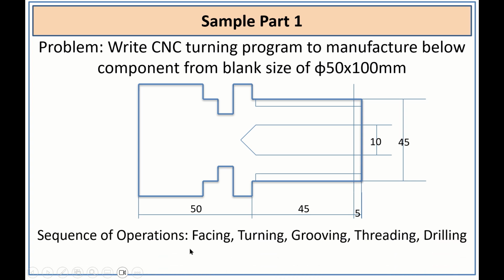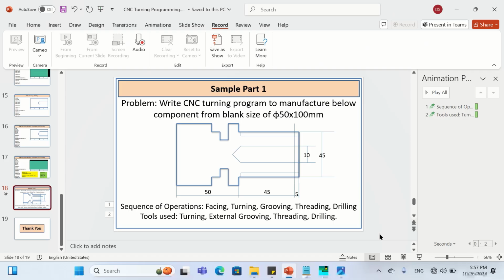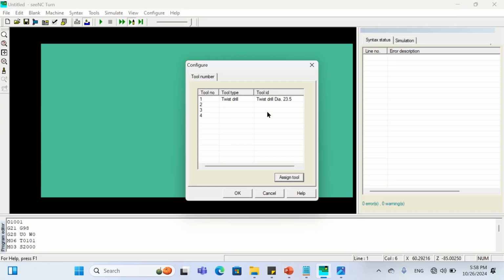Now the sequence of operations are facing operation, turning operation, grooving, threading and drilling. Like that we already wrote the program. So now the tools used are for turning and facing, the turning tool, and the grooving tool, threading tool, and for drilling, the drilling tool. So these 4 different tools we also need to mention in the software, then only it will perform the operation. Now the first tool is the turning tool.